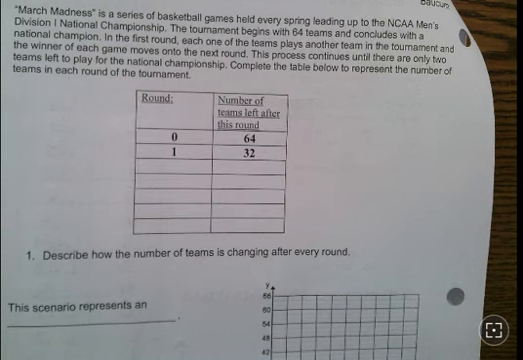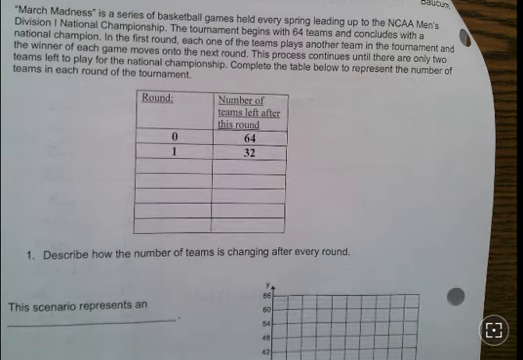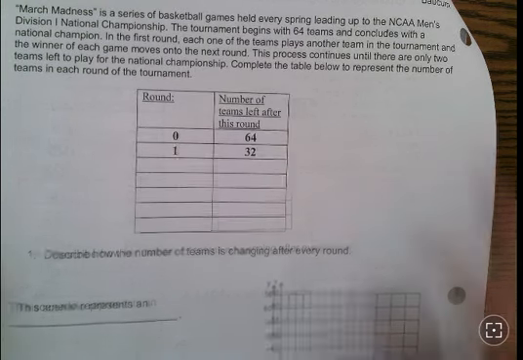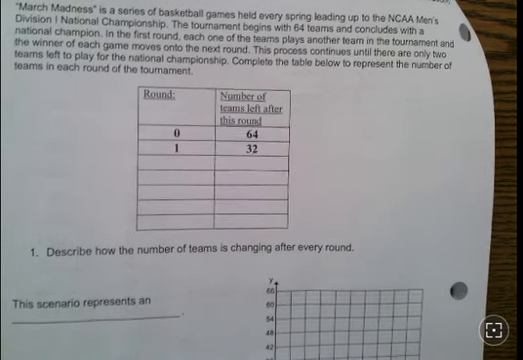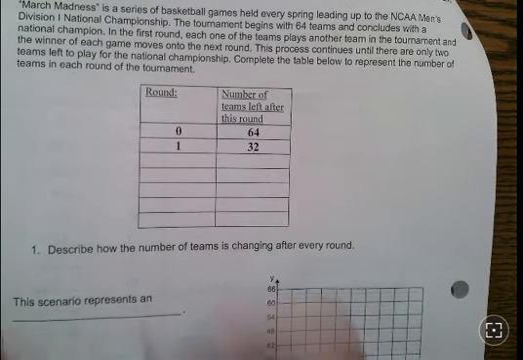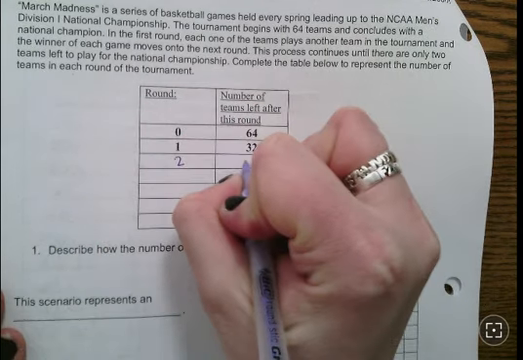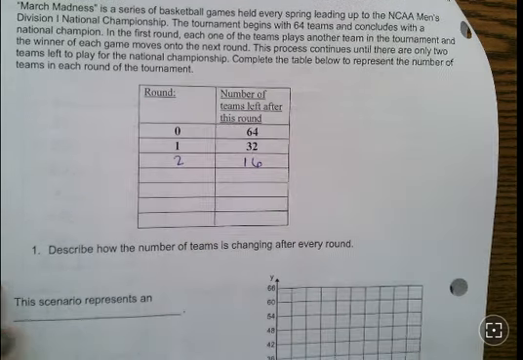national champion. In the first round, each one of the teams plays another team in the tournament, and the winner moves on, right? You're familiar with how this works, okay? And the process continues. So after the first round, there's 32 teams left, right? Only half of them move on, only half of them win. So then after the second round, there's 16 teams left. That's a Sweet 16, okay?